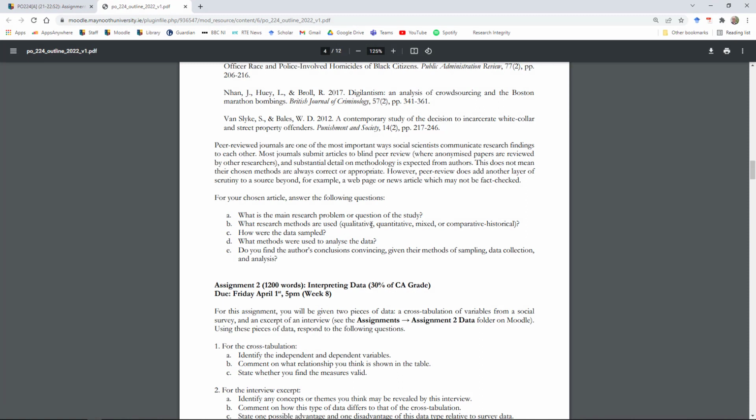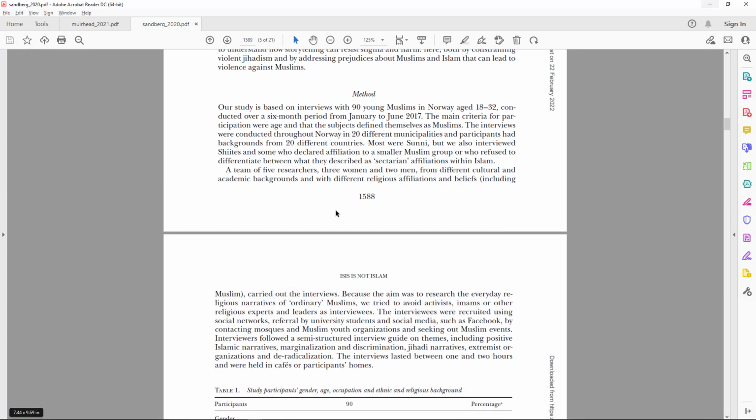In the first article, they use quantitative surveys. In the second article, they use qualitative interviewing. But in some, you'll see that they might use a mix of these. They might interview some prisoners and survey them and so on. How were the data sampled?